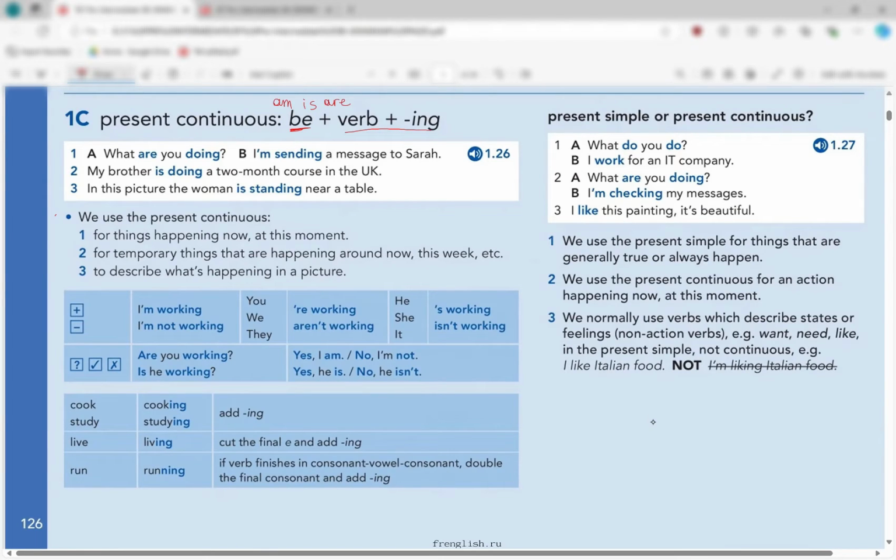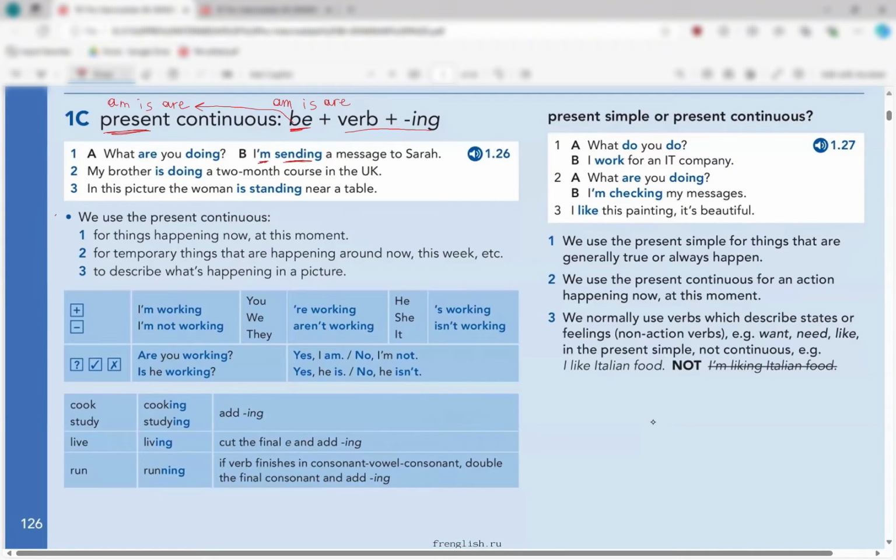But if I say was and were, that's going to be past continuous. So when we say present time, then we're talking about am, is, are, because they are present simple of be, guys. So if we see in our sentence am, is, are, and verb ing, that means it is present continuous. Example, I am sending. Look at that. I am sending.